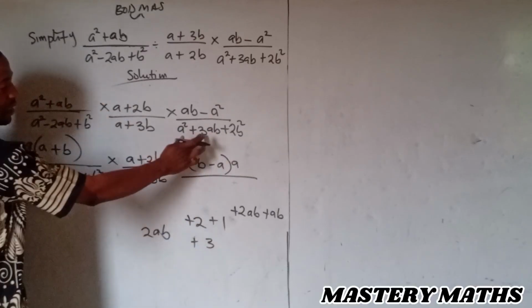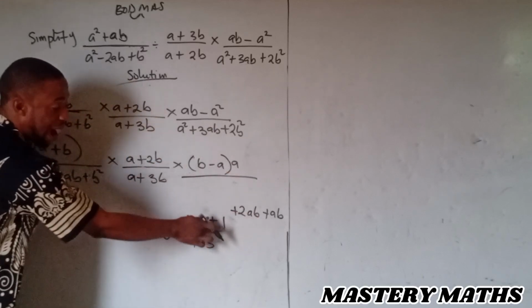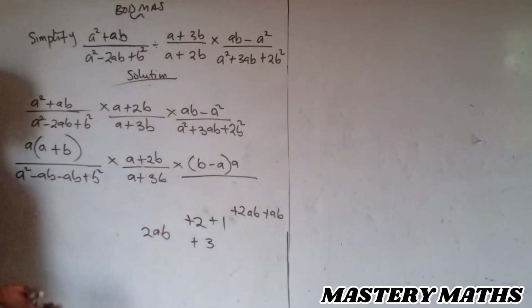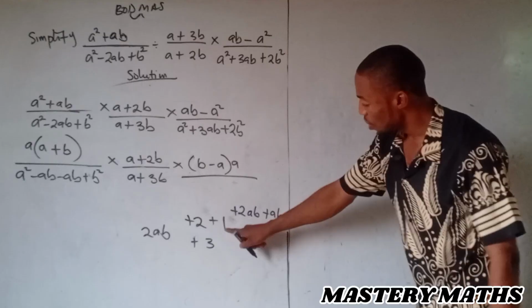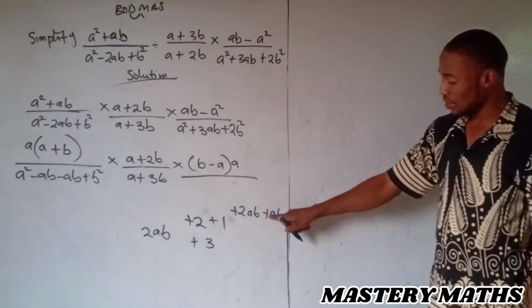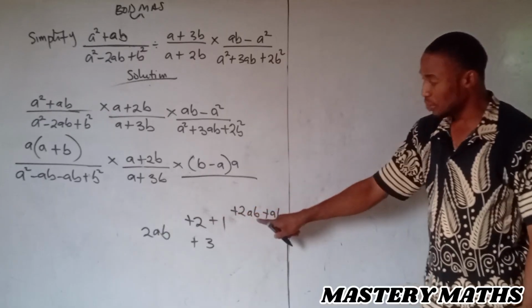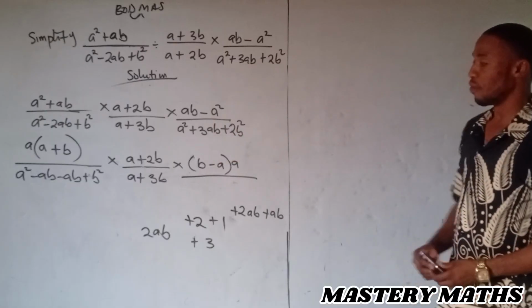You say, okay, since the middle one has AB, it will be plus 2AB. Then this 1AB, instead of writing 1AB, 1AB is the same thing as AB. So you now write AB, because this AB represents this 1. But for the 2, you attach the AB to it, which is the AB at the center one here. So we've gotten the factors.